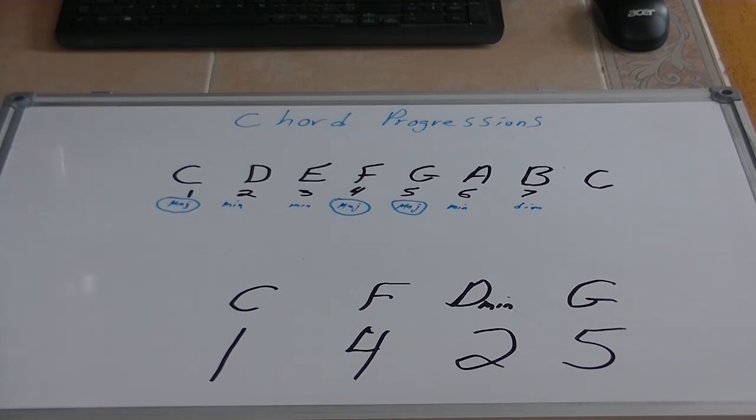We start with the C major, then we go on to the F major, the 4 chord. We go to the D minor, the 2 chord, and then we finish it up with the G major chord, the 5 chord. So now you've heard how those chords work together.